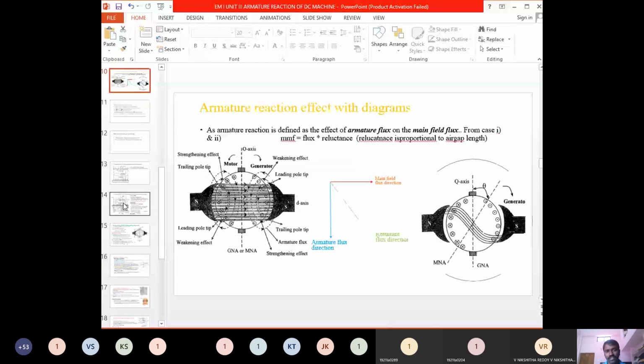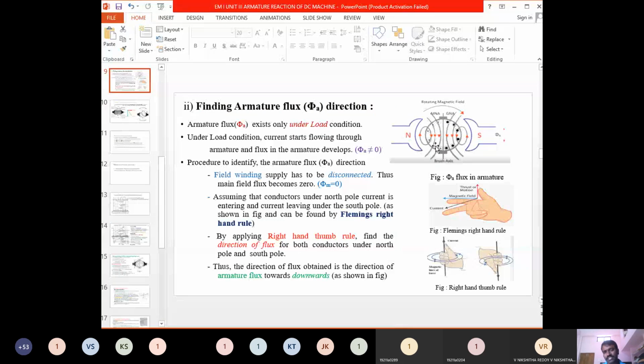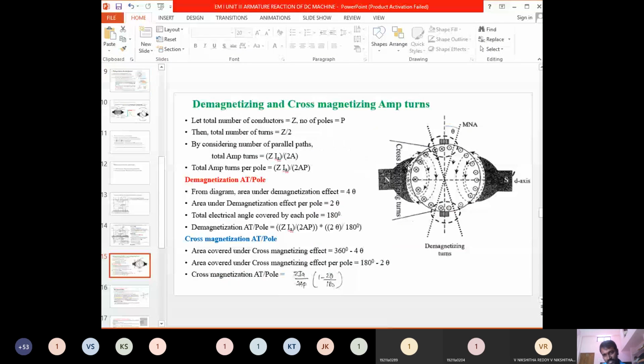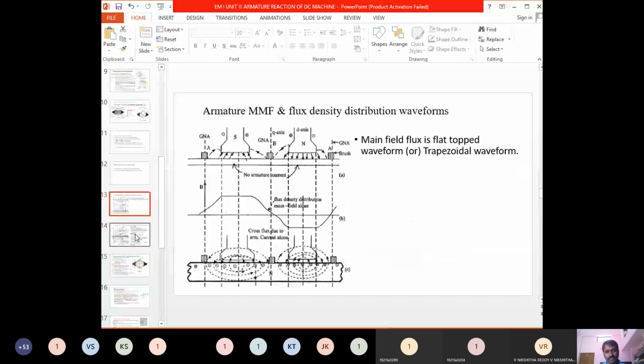What we discussed here, how to find out the armature flux, in the same manner I'm repeating here. So here the direction of resultant armature flux is downwards. In the same manner, here also I'm finding which portion of conductors is making the armature flux move in the downward direction. This third and fourth portion, these corresponding portions of the conductors, are making the armature flux move downwards. Okay. Now, if this flux is moving downwards, what actually happens?